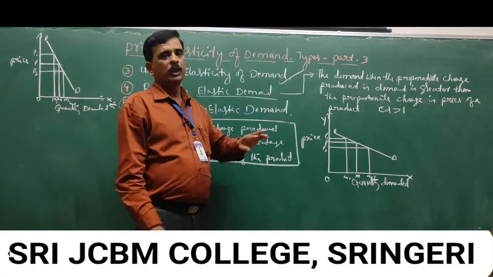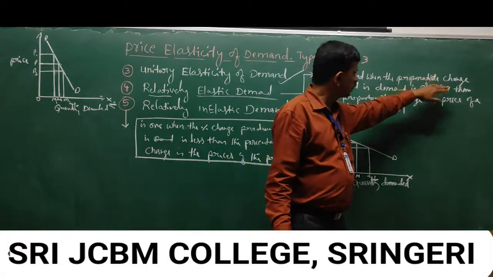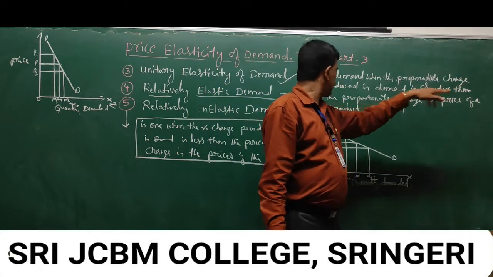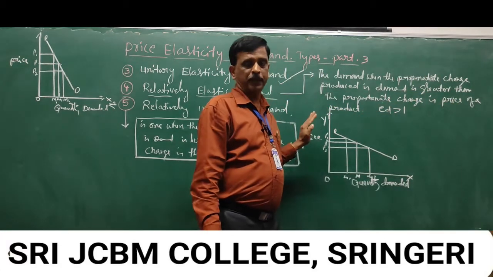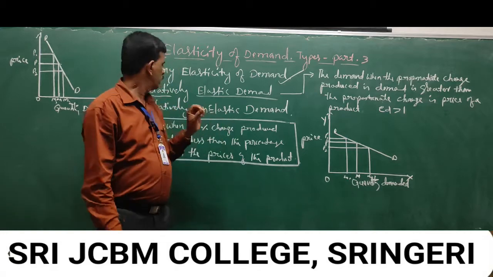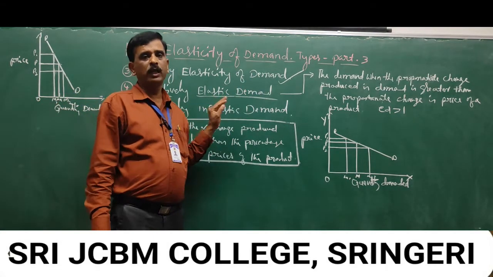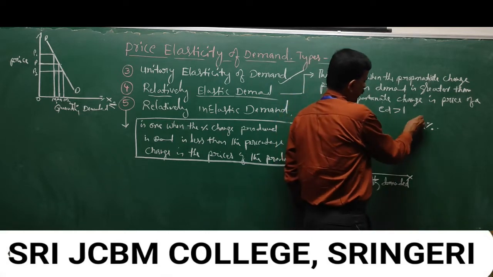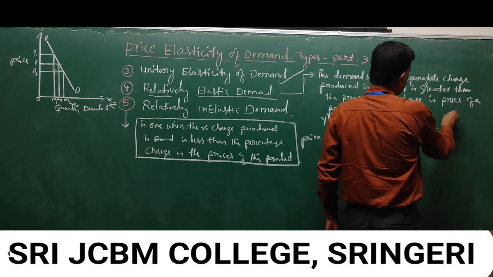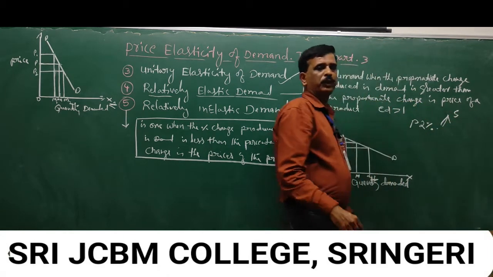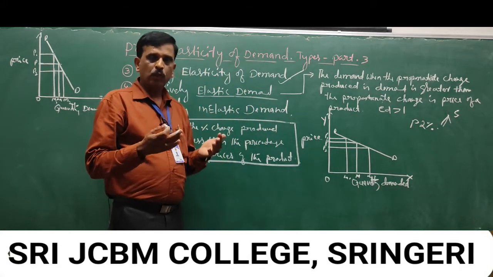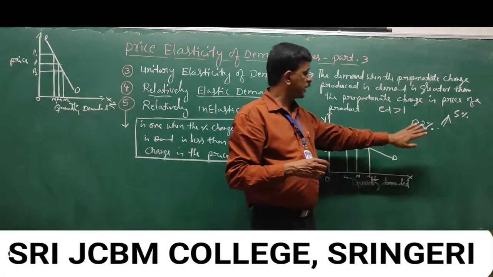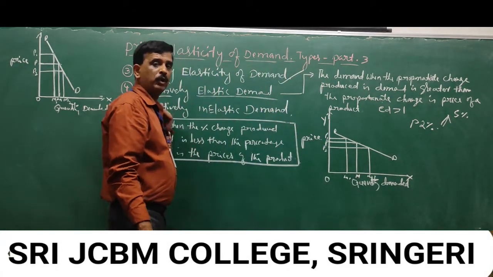Relatively elastic demand says that when the proportionate change caused in the demand is greater than the proportionate change in the prices of the product, that is known as relatively elastic demand. For example, a 2% change in the prices of the product leads to a 5% or 6% increase in the quantity demanded. When price changes, quantity demanded also changes. The percentage change in the quantity demanded is more than the percentage change in the price. That is known as relatively elastic demand.